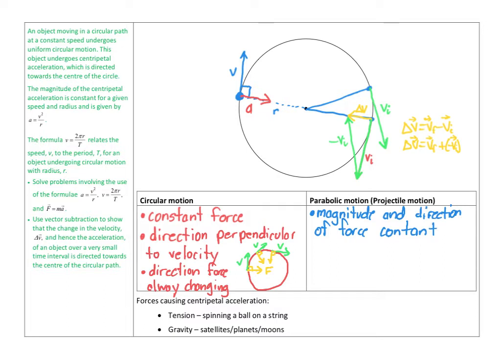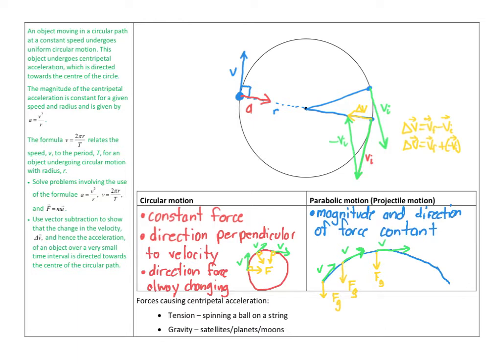So what we've got there is if we've got a projectile going like that, we've got our velocity vectors going like that. The force, and therefore the acceleration, is always constant and always in the same direction. So that would be the force due to gravity in that case. So where the magnitude and the direction of the force is constant, we get parabolic motion.